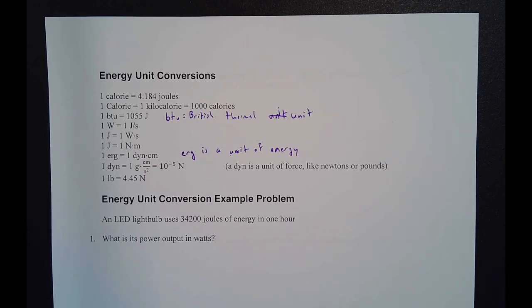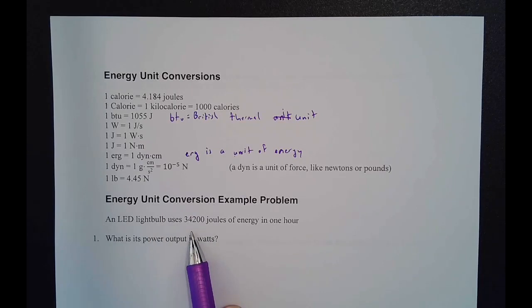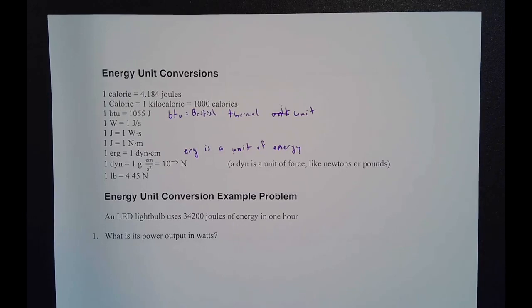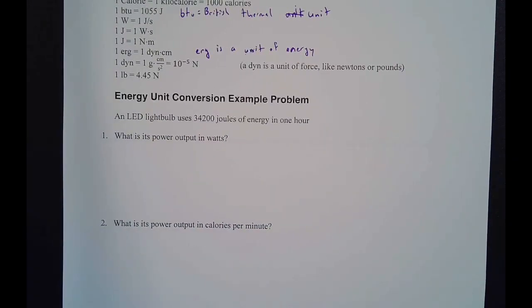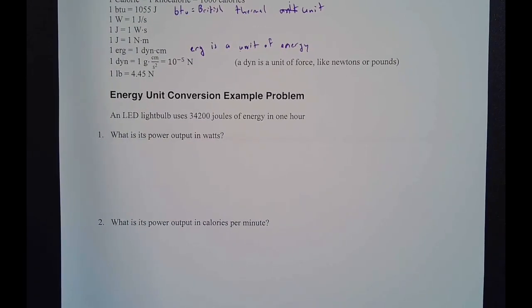So I want to look at this example together. We have an LED light bulb. It uses 34,200 joules of energy in 1 hour. And we're going to go through 5 questions related to this light bulb. The first question being, what is the power output in watts?